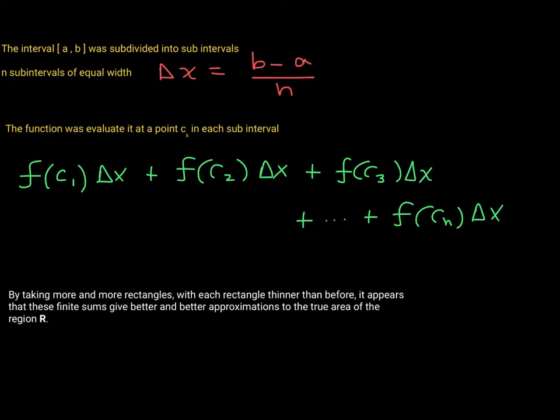Now, the idea here is that we're going to make more rectangles, right? By taking more and more rectangles with each rectangle thinner than before, it appears that these finite sums give better and better approximations to the true area of the region R. So what I want to do is give you a little summary of what the sum would be if we drew 16 rectangles, 50 rectangles, 100 rectangles, 1,000 rectangles. What would these sums be? Just to give you an idea of what's happening to our approximation.